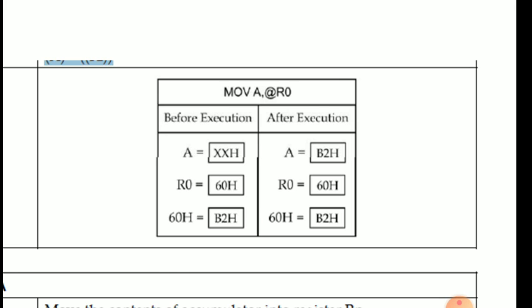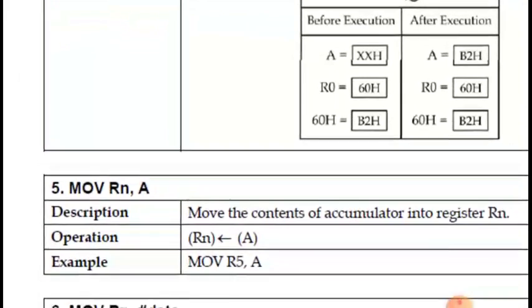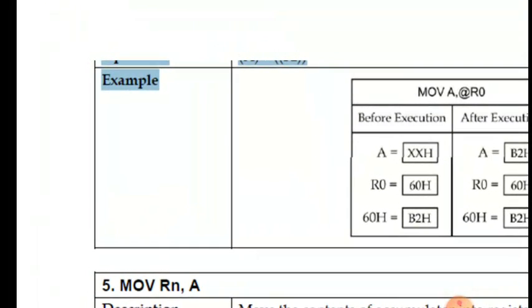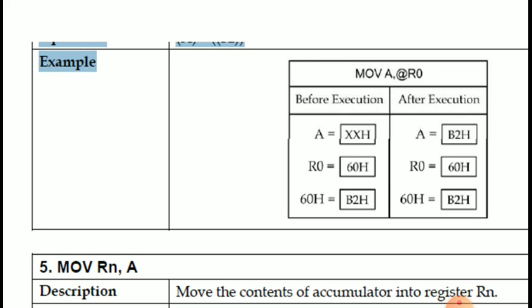And after execution, what happens? A will have 82H, R0 will have 60H, and the 60H address will have 82H. So like this we can see the indirect way of accessing the data type of instruction. If you want, you can write this now in your homework book or the separate book which you kept for this subject. I will give you half a minute to write down this example. Please write all of it.